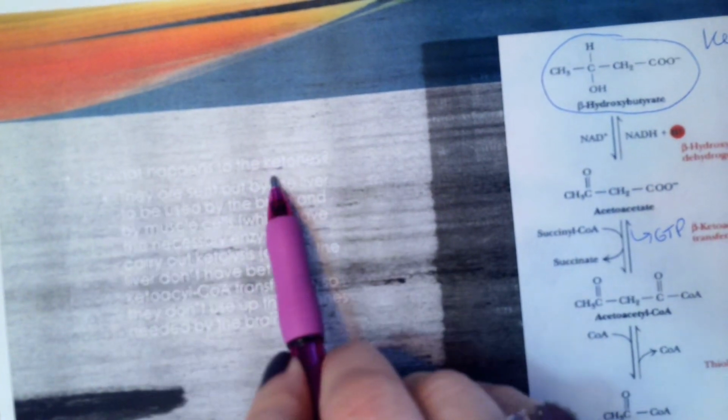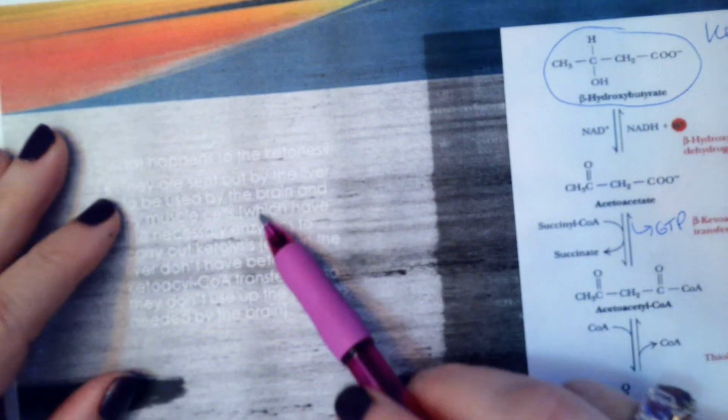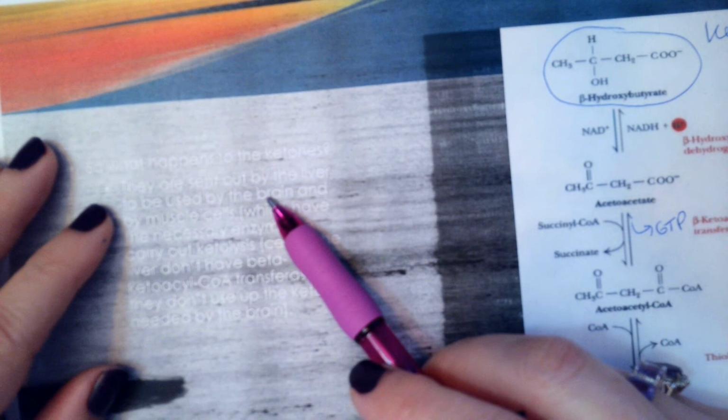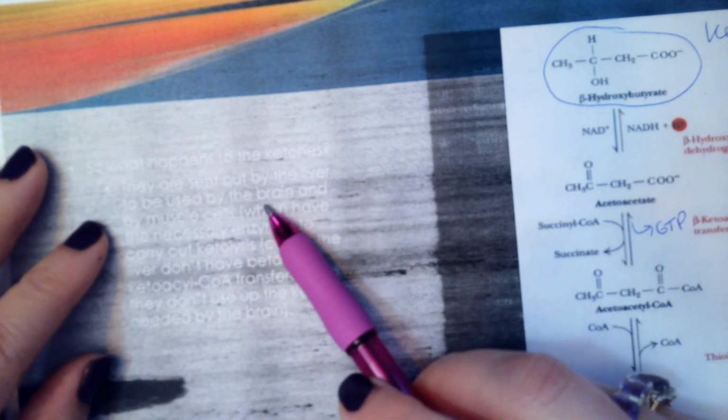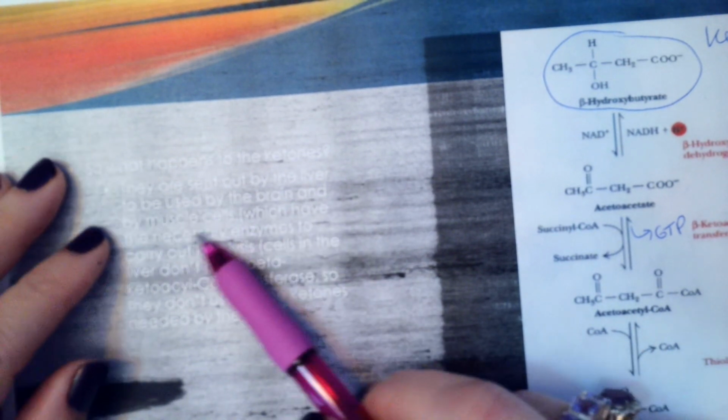Okay, so what happens to the ketones? The ketones are sent out by the liver. So all of this stuff is happening in, say, the liver cells, by the hepatocytes. Once they're out of the liver, they can be used by the brain, neurons, and by your muscle cells.